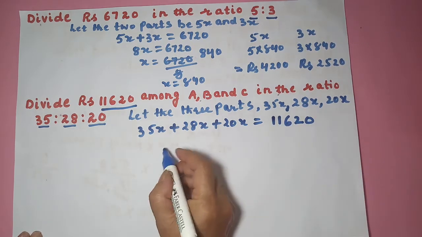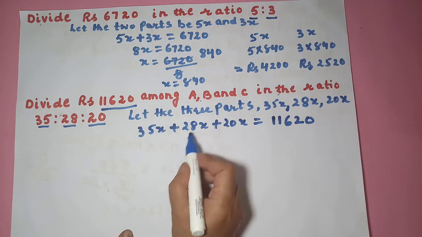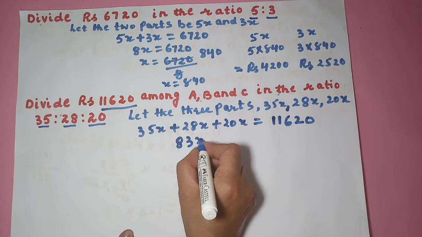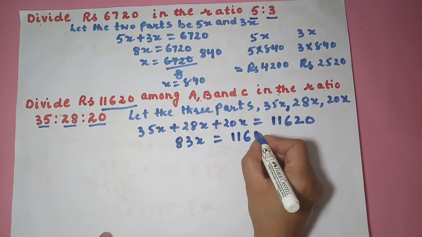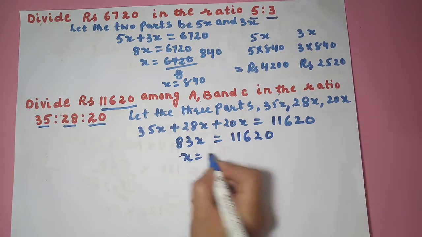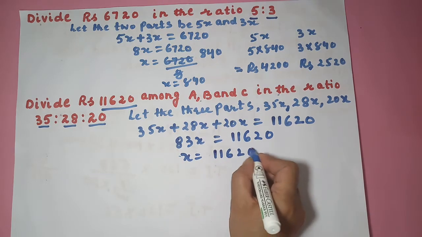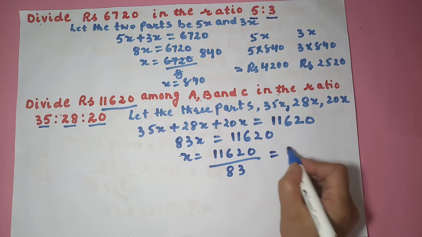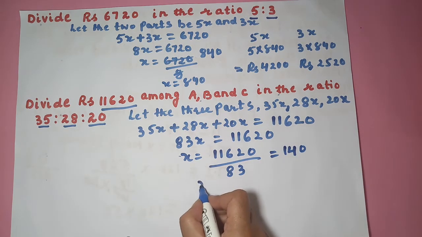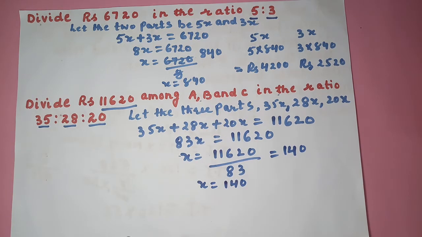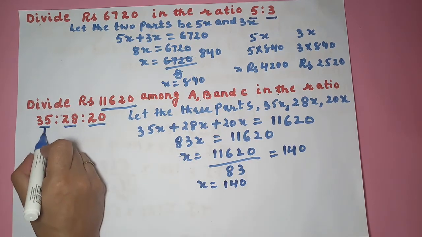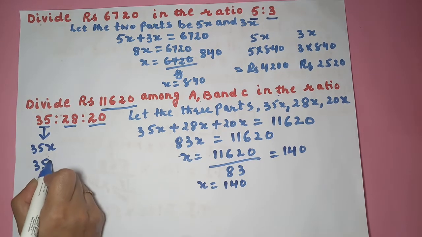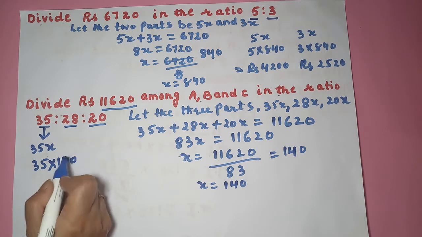11620. So, if we add this 35, 5 and 8, 13. So, this will become 83x equal to 11620. So, your x will become 11620 divided by 83. So, this is equal to 140. So, you got the value of x as 140. Now, we will find these three parts. One is 35, which is 35x. What does that mean? 35 into 140. How much is that? 35 into 140.